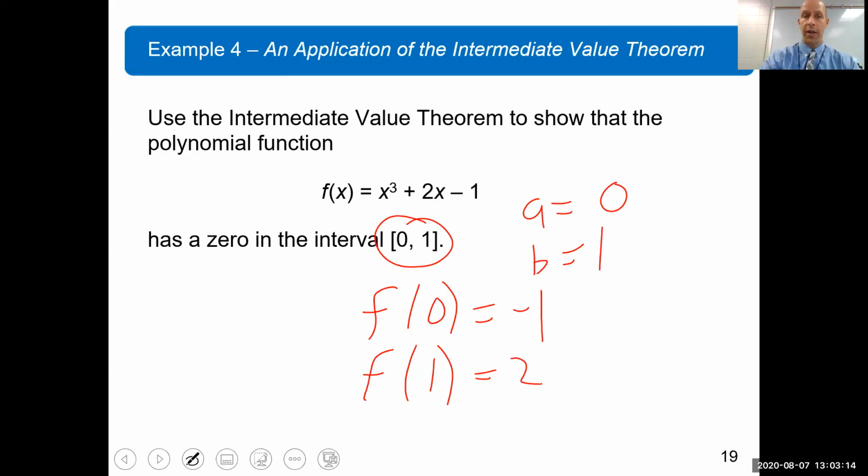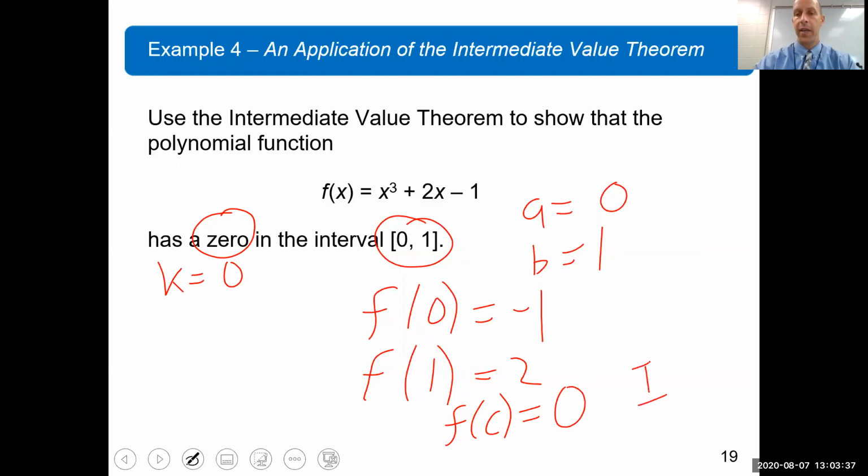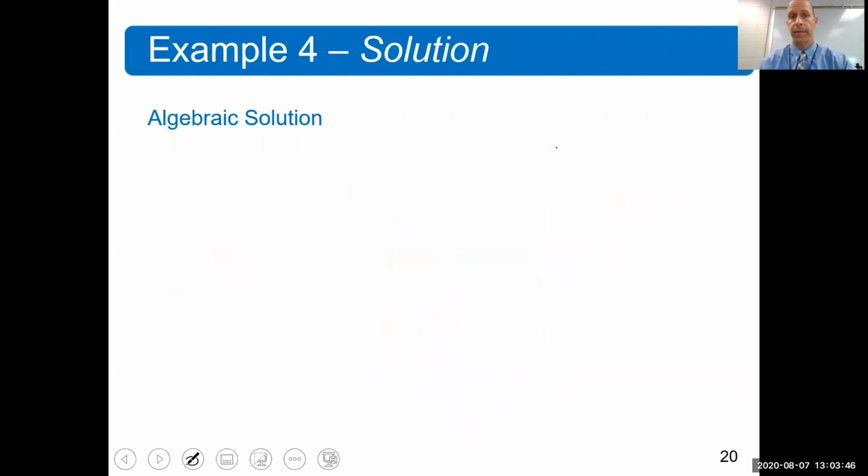So here's my question. Is our k value of 0 between -1 and 2? And the answer is yes. So I am telling you there has to be some value c for which the function has the value of 0. And this would be by IVT, because this function is continuous. It has to go through the x-axis.